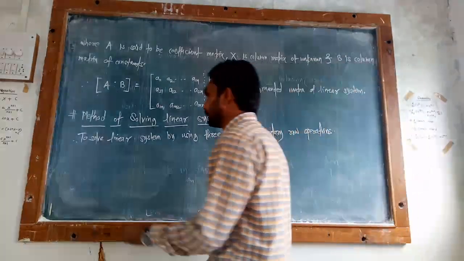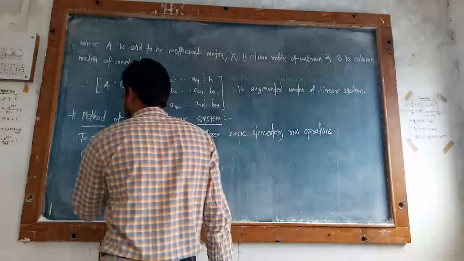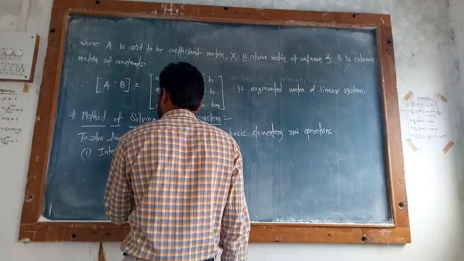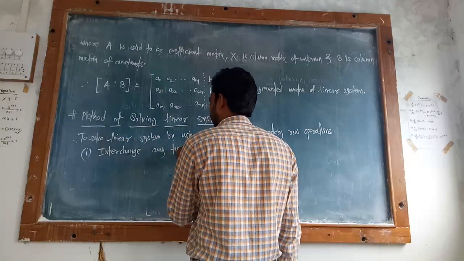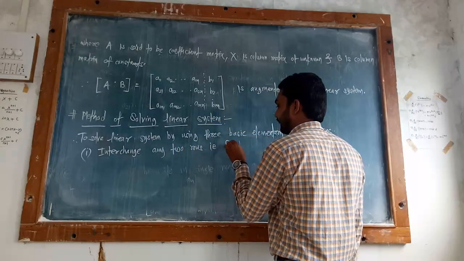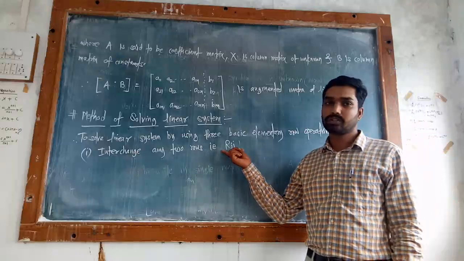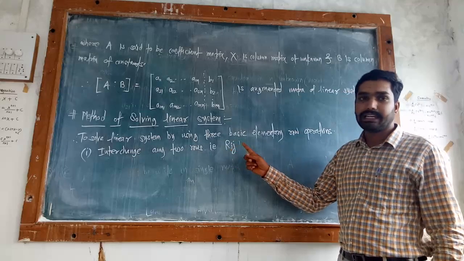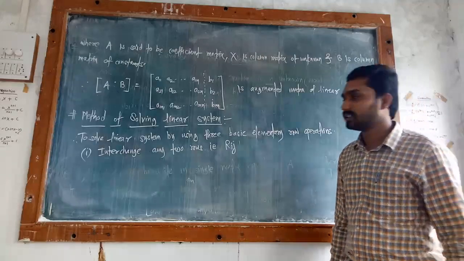Okay, so what is your first row operation? Interchange any two rows. That we can write as Rij. We have to interchange any two rows, that is, we can interchange row i and row j. Okay, this is your first row operation.